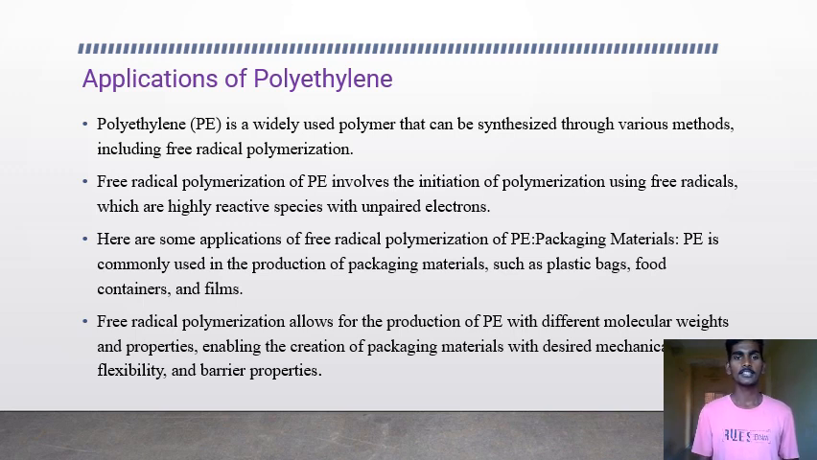Free radical polymerization allows the production of polyethylene with different molecular weights and properties, enabling the creation of packaging material with desired mechanical strength, flexibility, and barrier properties. Polyethylene is used in packaging. Polyethylene is extensively used as a packaging material due to its excellent material properties such as high strength, flexibility, and moisture resistance, and pipes and fittings.